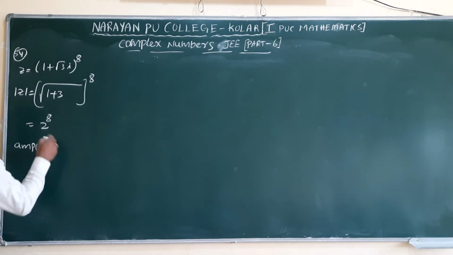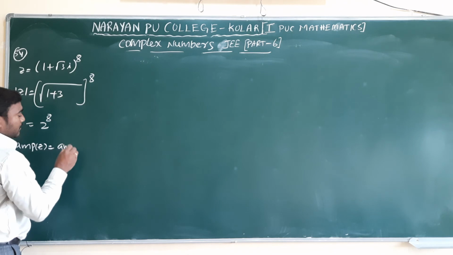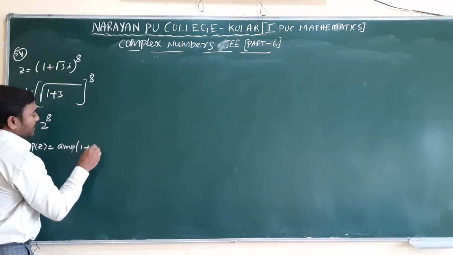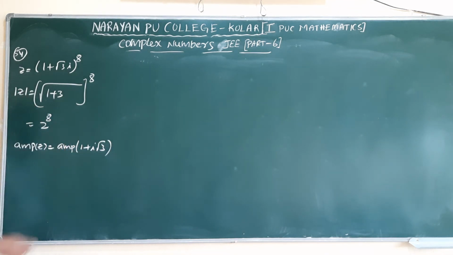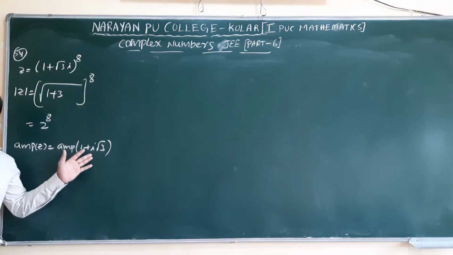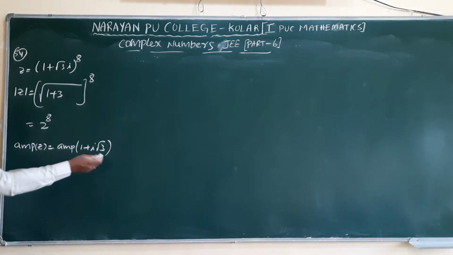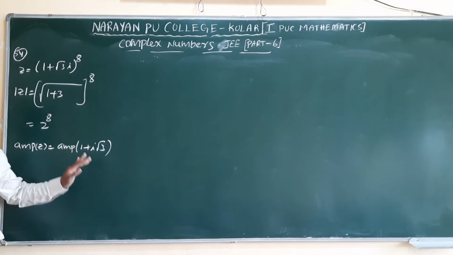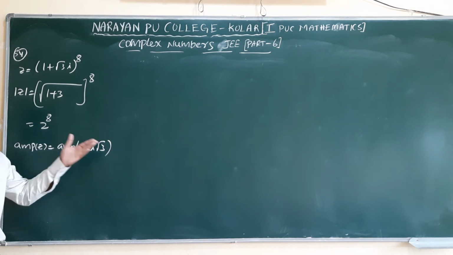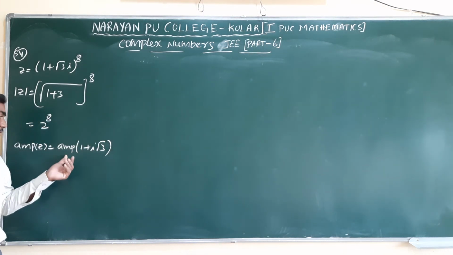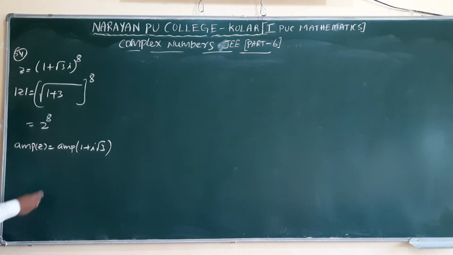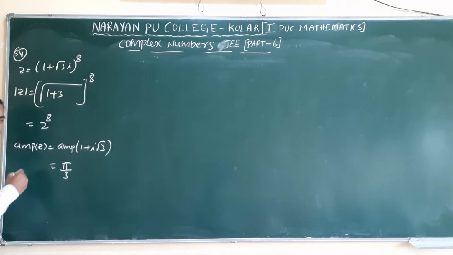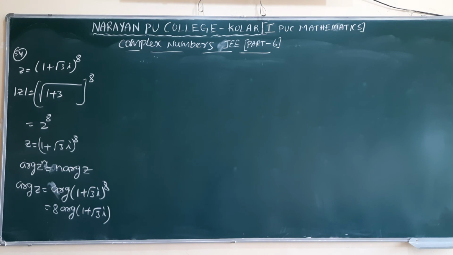Now the argument or amplitude of z, both are the same. So the amplitude of 1 plus i root 3 lies in the first quadrant only. Then the theta value is tan inverse of y by x, so tan inverse of root 3 by 1. Tan inverse of root 3 is pi by 3. So the amplitude of this one is pi by 3. So z is 2 power 8.